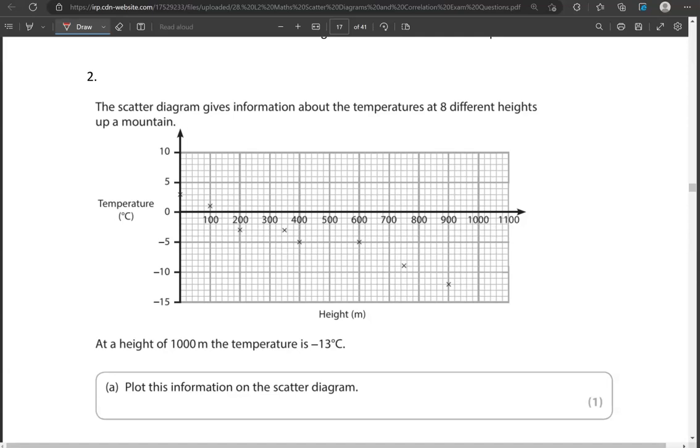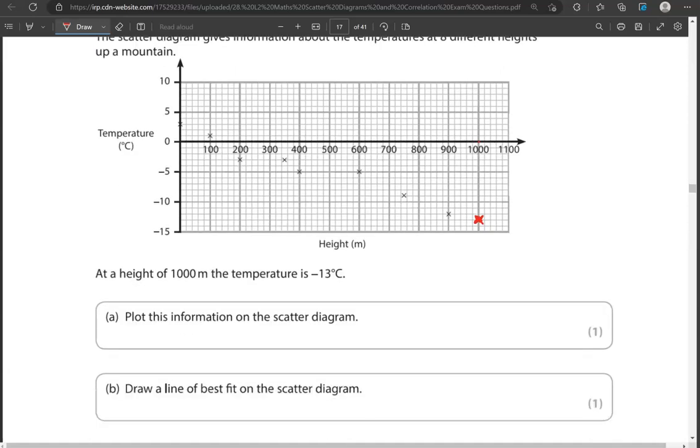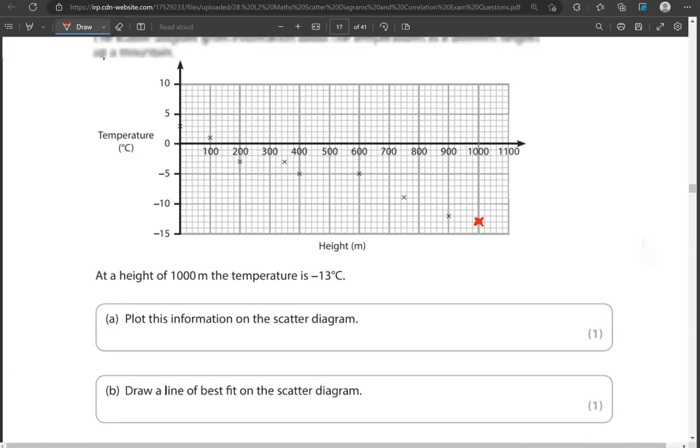The scatter diagram gives information about the temperatures at 8 different heights up a mountain. At a height of 1,000 meters, the temperature is negative 13 degrees Celsius. Plot this information on the scatter diagram. So 1,000 meters, that's here. Temperature is negative 13. So negative 10, 11, 12, 13. Draw a line of best fit on the scatter diagram.